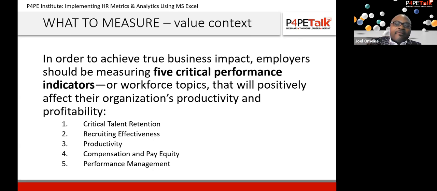Then your performance management. When you measure performance management, you actually demonstrate value in the organization. Management can then see areas of performance improvement within the workforce, within the organization. So these are the five areas that you should measure in terms of business results.